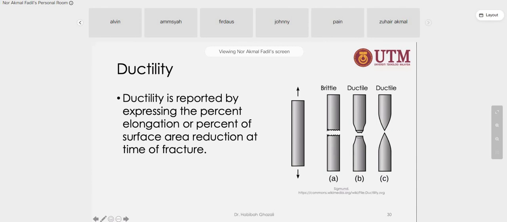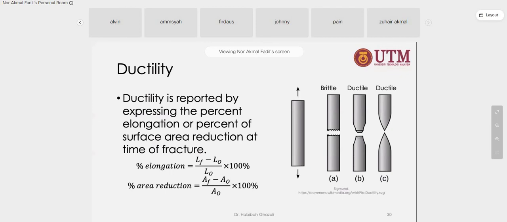Data is reported by expressing the percentage of elongation or percent of surface area reduction at the time of fracture. So maximum elongation, during the fracture, then there's no recorded strain value anymore. After fracture, they cannot measure how much elongation has occurred. So that's the reason this maximum elongation is a value they use to determine the ductility of the materials. Another method is measuring the area reduction during the fracture. This is the original length.